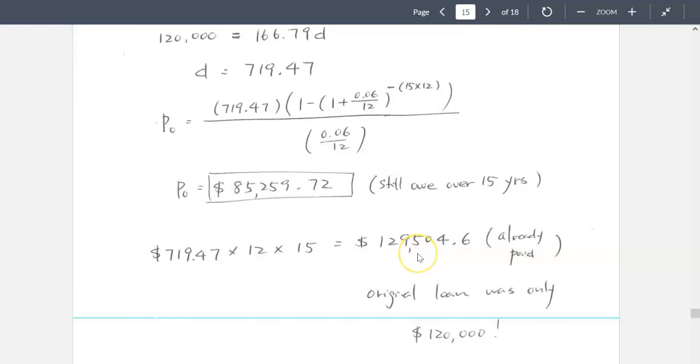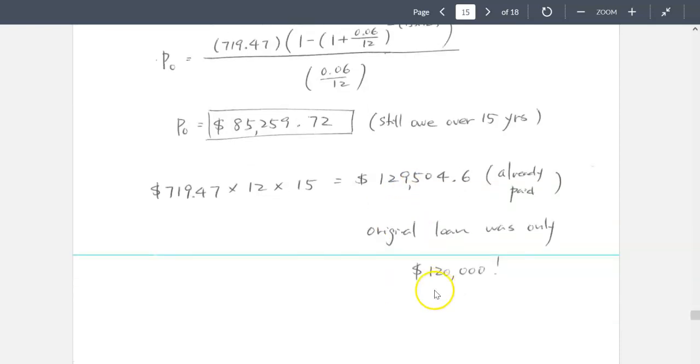Now, if you look, the original loan was only $120,000. So even if you just pay half the loan, you already pay more than what you owed. And that's just something interesting, a eureka moment for you to think about. We borrowed $120,000, and this is for a 30-year loan. So after 15 years, we already pay over the principal. So basically, anything after 15 years is a pure profit for the bank. Yeah, they already got their money back.